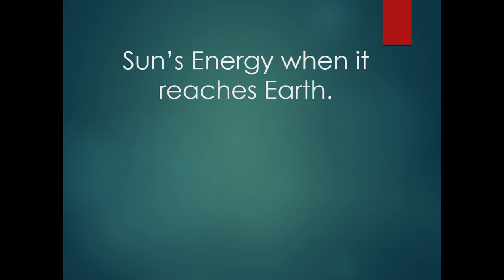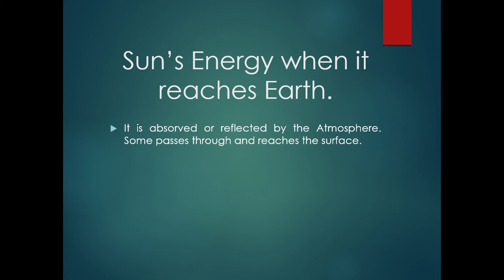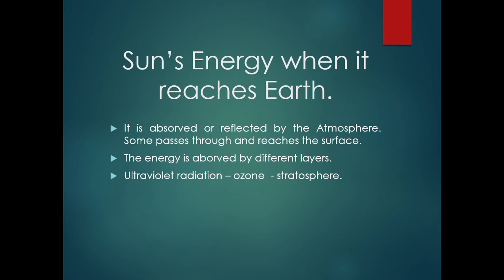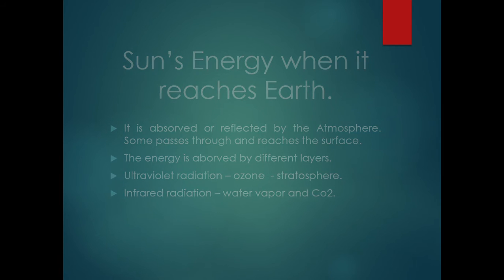We have the sun's energy when it reaches Earth. So what happens to the sun's energy when it reaches Earth? It is absorbed or reflected by the atmosphere. Some passes through and reaches the surface. The energy is absorbed by different layers. We have, for example, that ultraviolet radiation is absorbed by the ozone that you can find in the stratosphere. And the infrared radiation is absorbed by the water vapor and the CO2 as well.